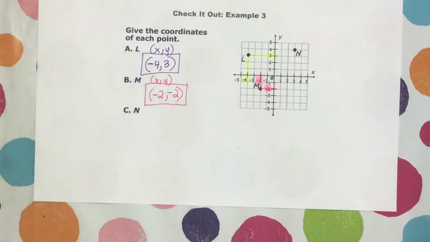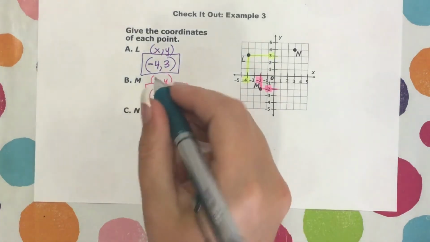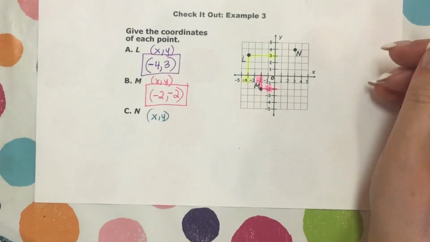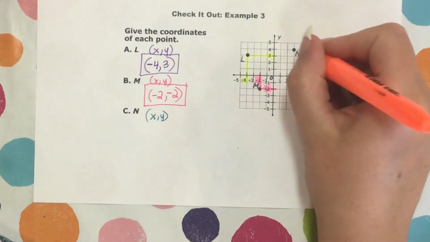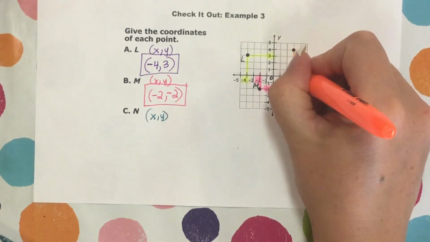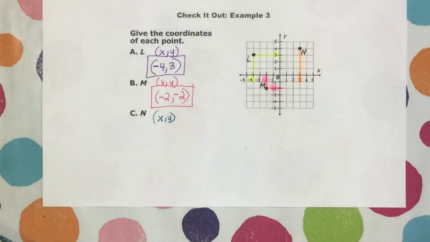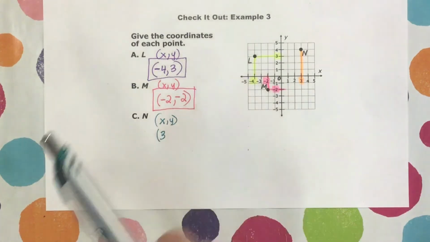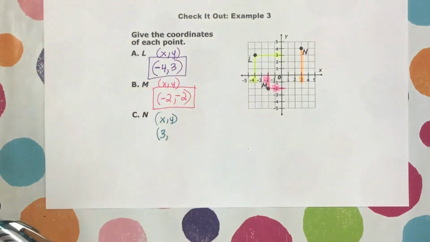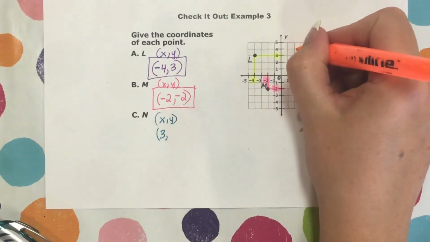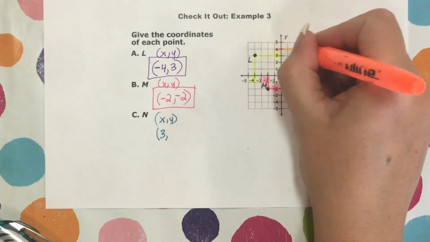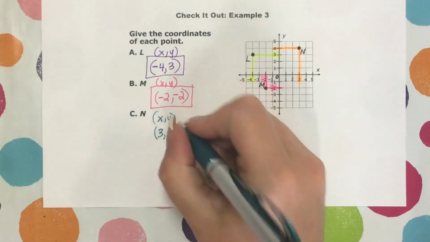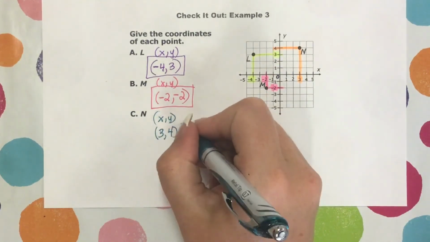The last one we're going to discuss is N. So for N, for a point, you need an x and a y. So we're going to figure out, well, what is the x part of this point first? We're going to start at N and go directly down to the x-axis, and it meets the x-axis when x is 3. So that's going to be the x coordinate of the point, 3. And then we go back to N, and now we're going to go directly over to the y-axis, and N meets the y-axis at 4. So that is the y coordinate. So the point for N is going to be 3, 4.